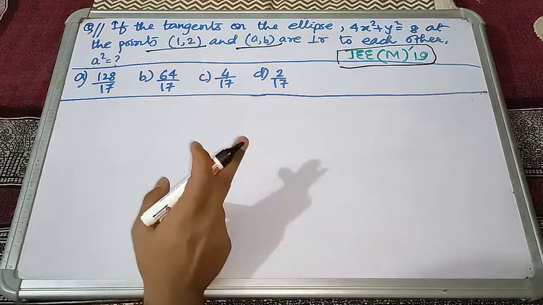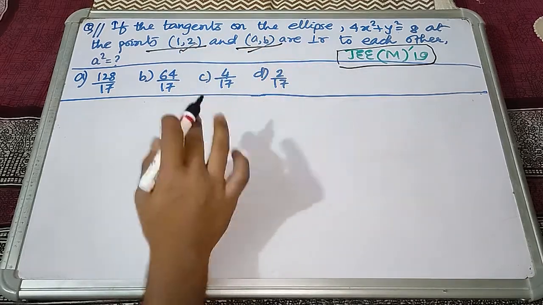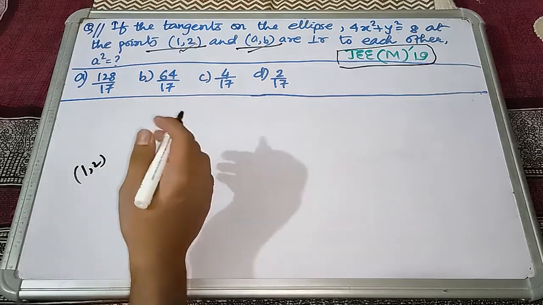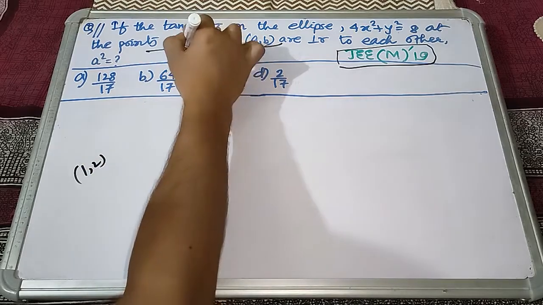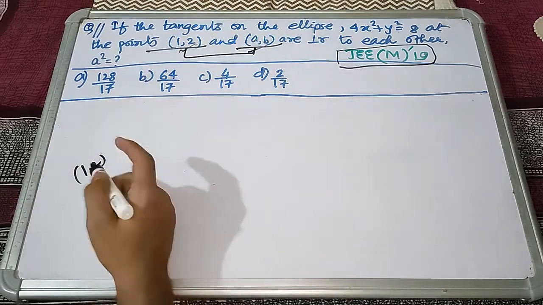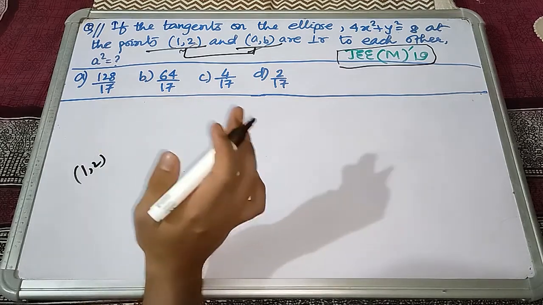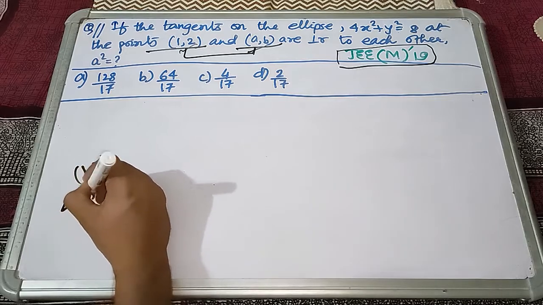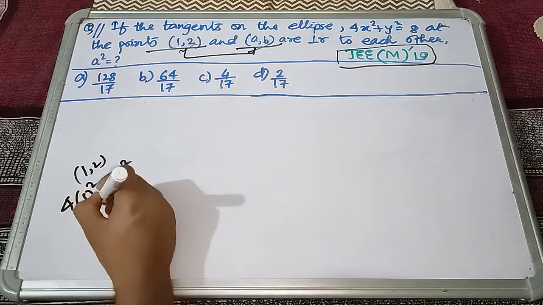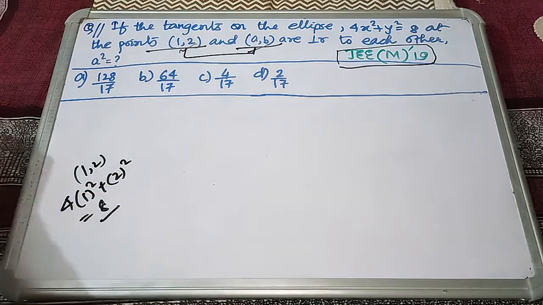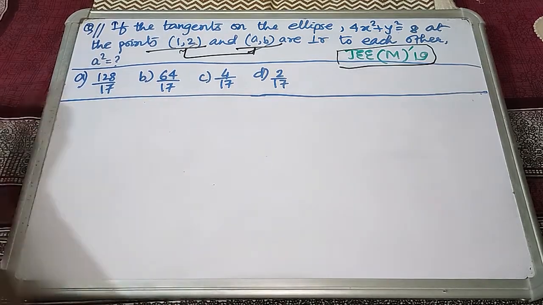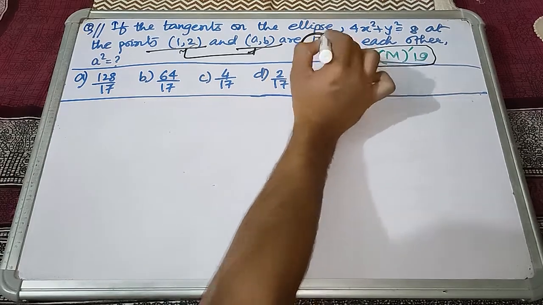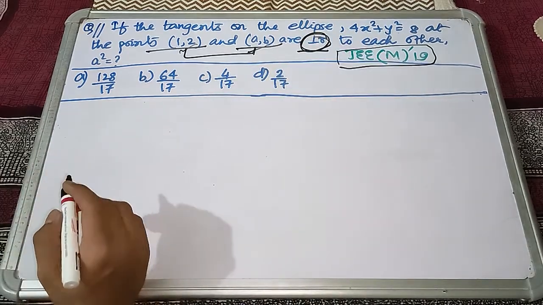So the question indirectly tells us that 1, 2 and a, b lie on the ellipse, and you can verify it for 1, 2. Both points will behave similarly, so if 1, 2 lies on the curve, the other one will also lie. It already lies, but if you still want a verification, you can check: 4 into 1 square plus 2 square equals 8. RHS is also 8. Thus this point lies on the curve, and so does a, b. This is a very important condition. The tangents are perpendicular, another key point, to each other; find the value of a square.